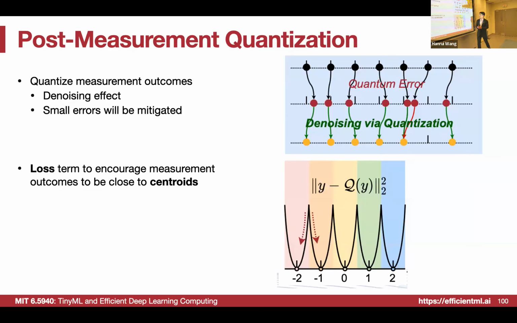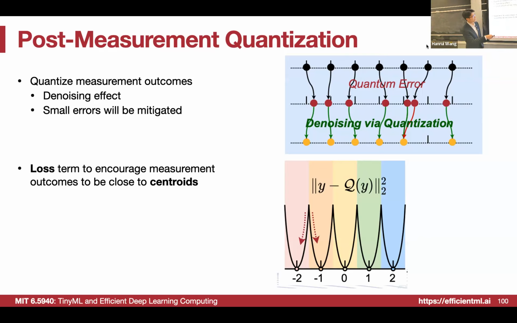Another thing is that we can do some quantization for the result. For example, here we can see the result after measurement can be impacted by noise. Previously, those were the values on the black circles here, and because of some quantum error, there is some small drift. But after denoising via this quantization, we can project them back to the centroids. So that can be viewed as a denoising effect.